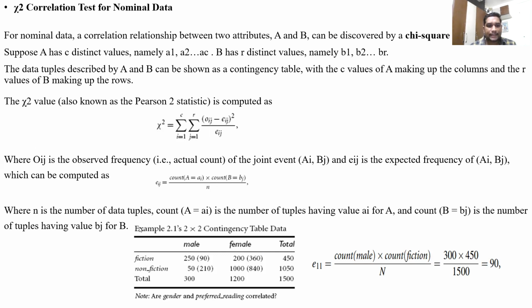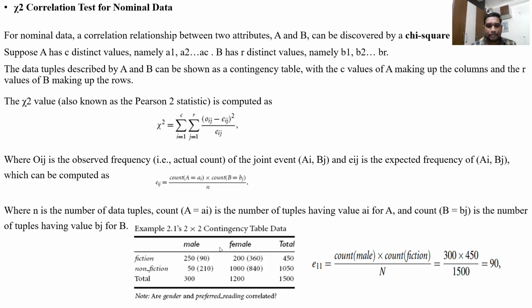Here n is the total number of data tuples. I have particular rows like this and particular columns like this. By combining these rows and combining columns, we get the same data. Count of A equal to Ai is the number of tuples having value Ai for A, and count of B equal to Bj is the number of tuples having value Bj for B. Now, you are calculating E11.